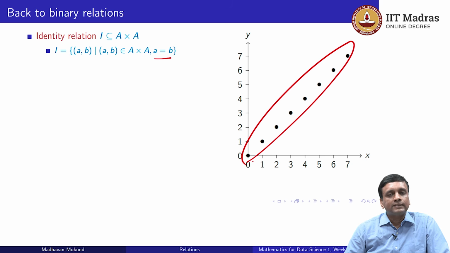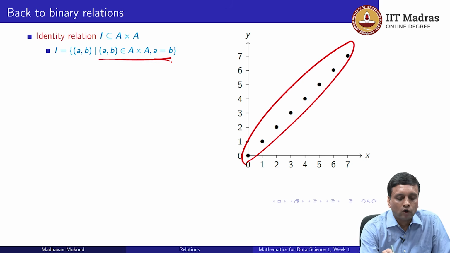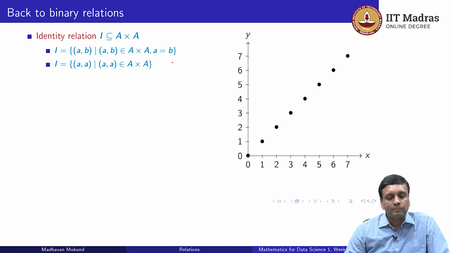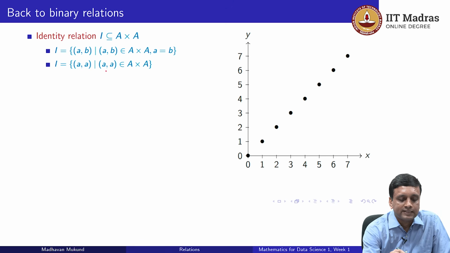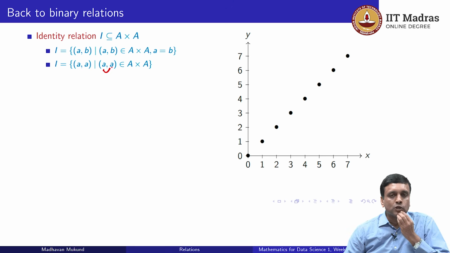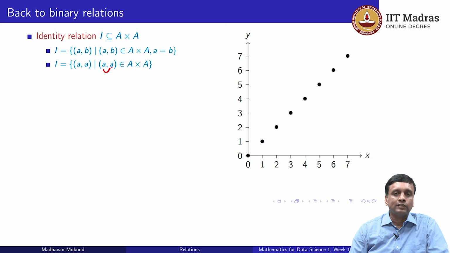Now a point of notation: it is tedious to write this notation as it is, as A comma B in N. So we don't want to have to write out this long thing. So sometimes we simplify this by saying I want all pairs such that A comma A belongs to A cross A. So what we are really saying is that the second A and the first A must be the same. So we are collapsing the equality and this. Now this is not technically correct, but this is often used in order to simplify the notation.